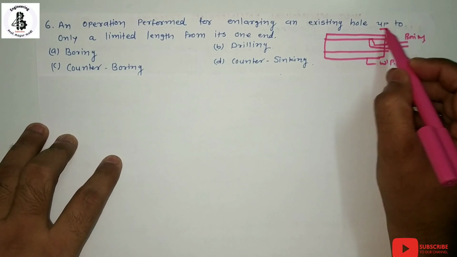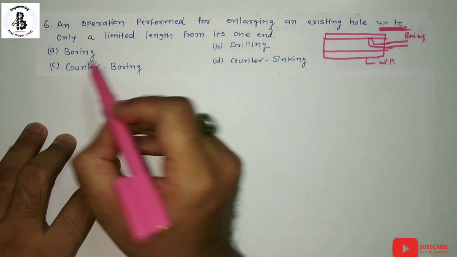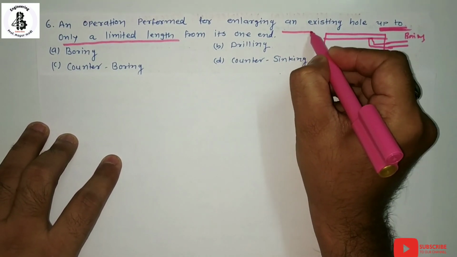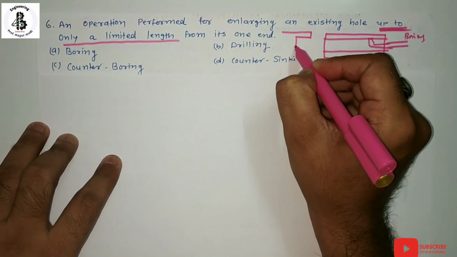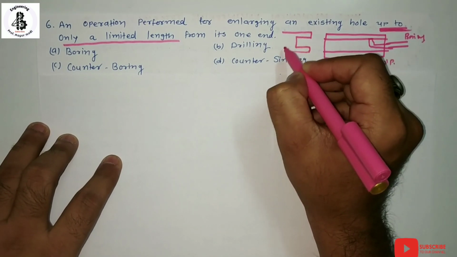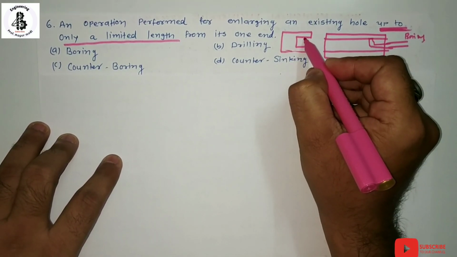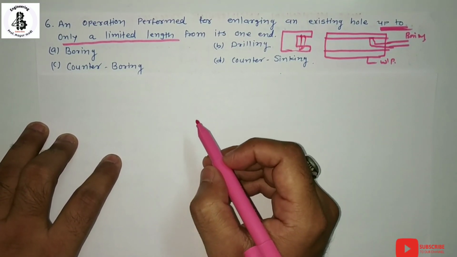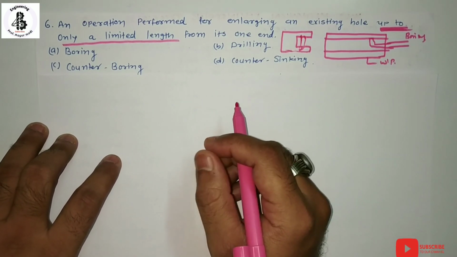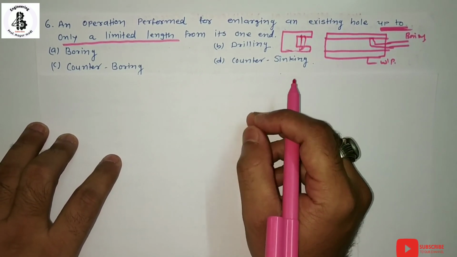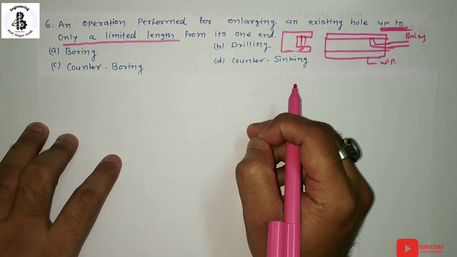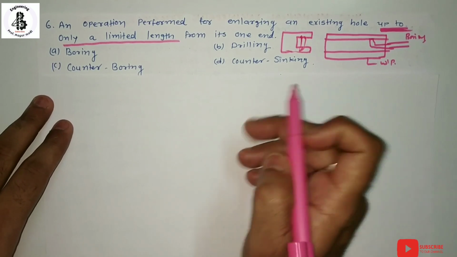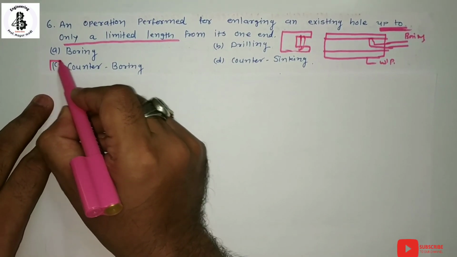But up to, this is the important part, up to only a limited length. So just you can see, such kind of jobs will be called counter boring operations. If you want to learn in detail about counter boring operations, you can find the link in my description for different kinds of operations on drilling machines. So the option C, counter boring.